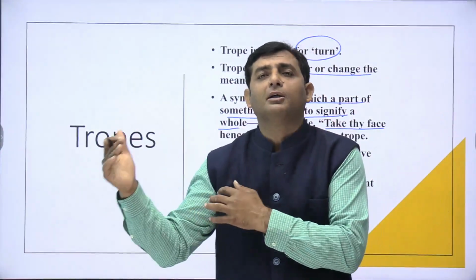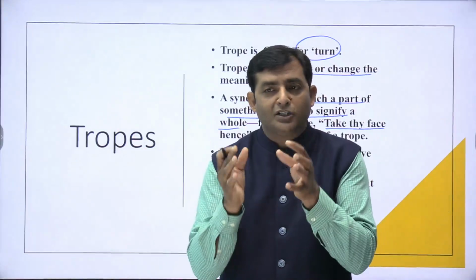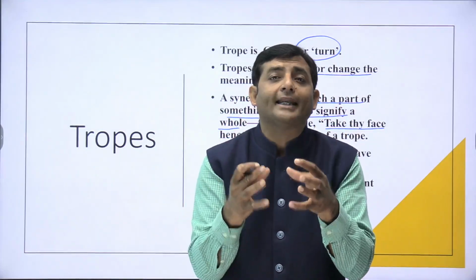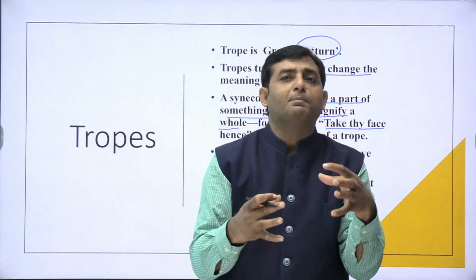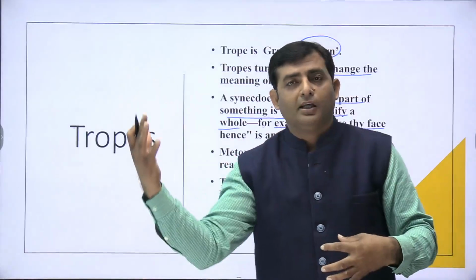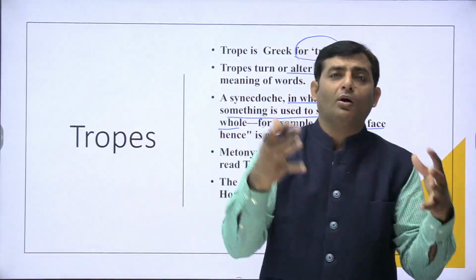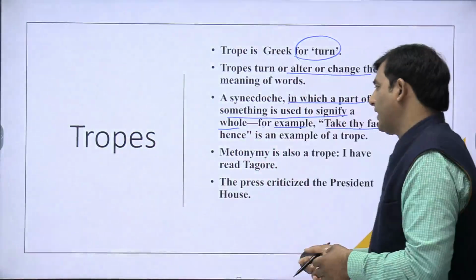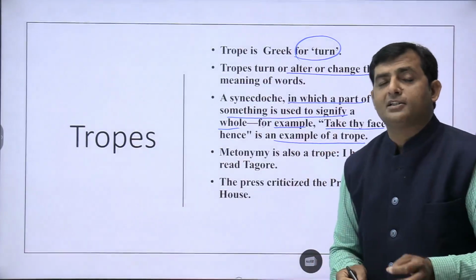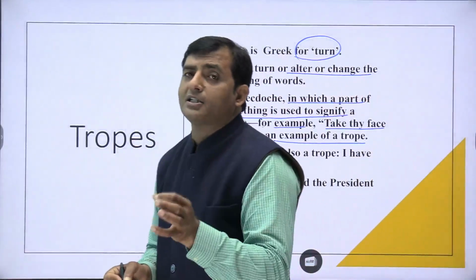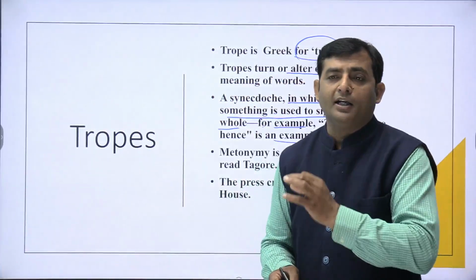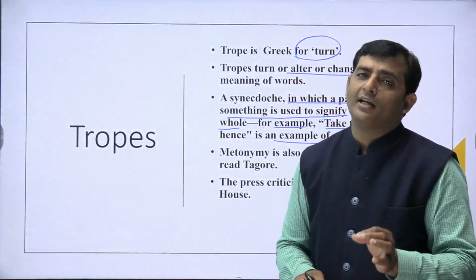India have won the match. India is the name of the country, but here India represents a team. Whole represents part. It is a part of the country that won the match, not the whole country. Part represents whole, whole represents part. This is called synecdoche. And it is an example of a trope. Face represents the entire body, and when the entire body is represented by a part, it is called synecdoche, and that is a trope.